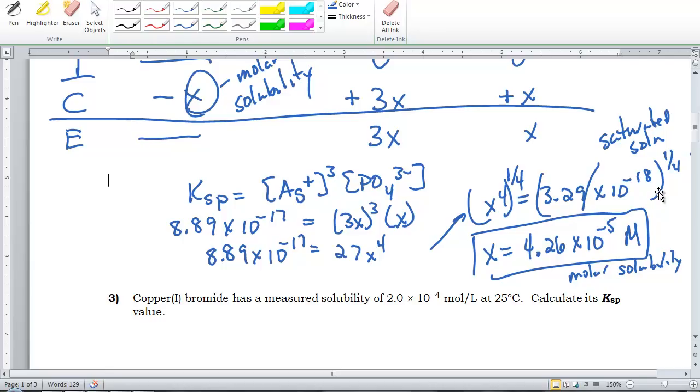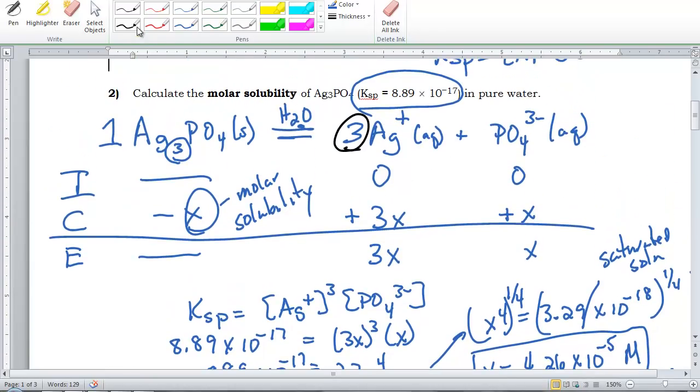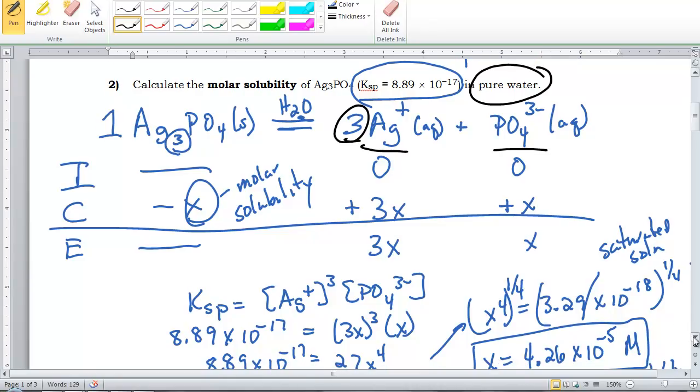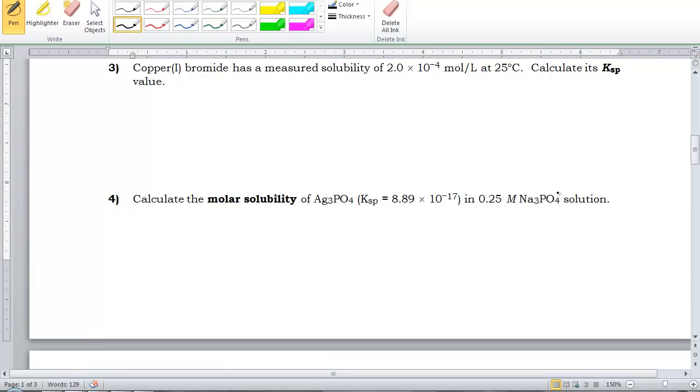But I want to show you this same calculation, but not in pure water. Pure water does not have any silver ion. Pure water does not have any phosphate ion. But if we try to dissolve this salt in a solution that does contain phosphate ion, it is going to affect the solubility. And let's see how it's going to do that.